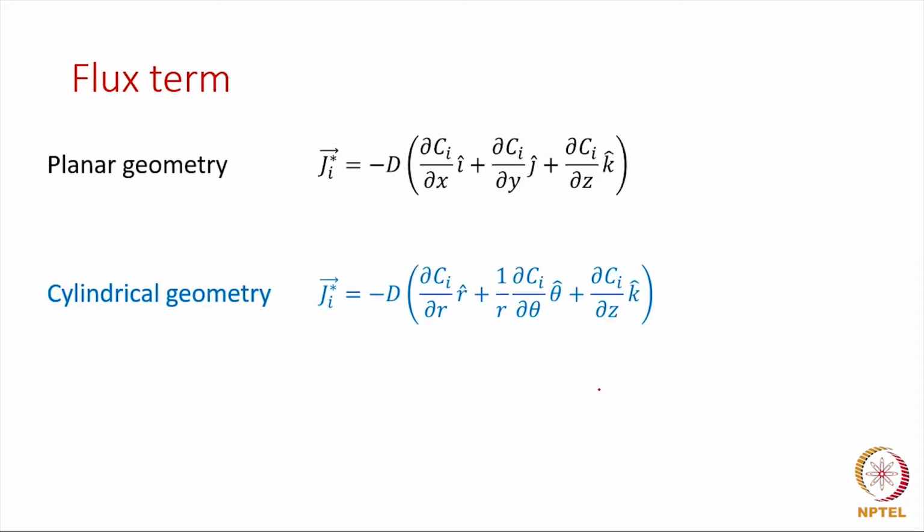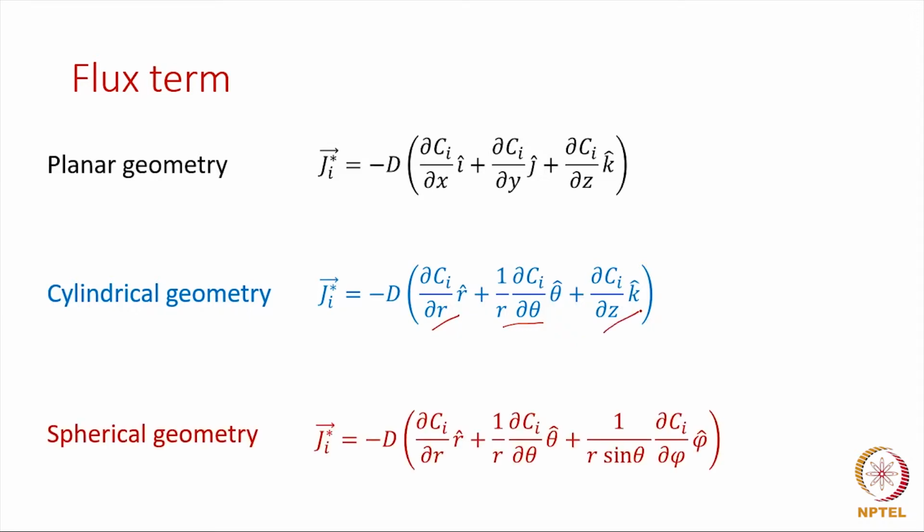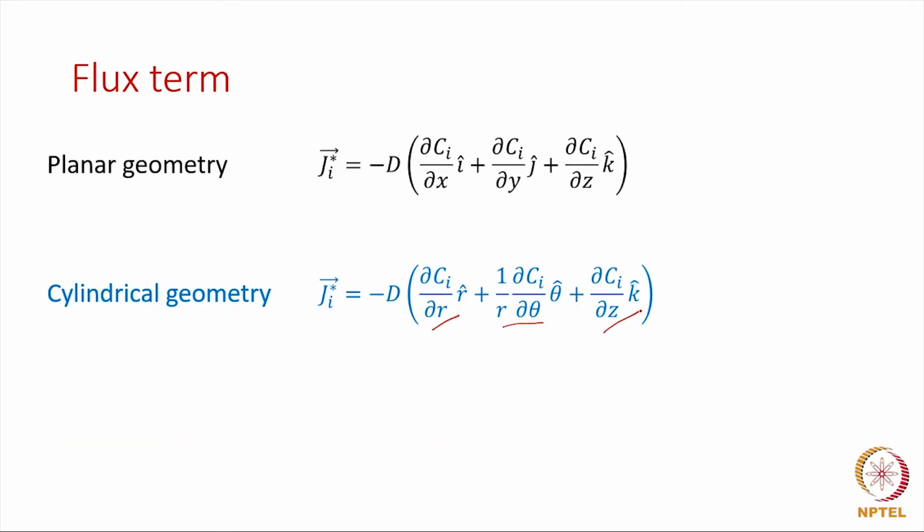In the cylindrical geometry, the diffusive flux is given in a slightly different manner. You can see that here we have the term along the theta direction, which will be slightly different from the way you have written it for the radial and for the axial directions. So accordingly, you have to take the terms when we are looking at a cylindrical geometry for the flux.